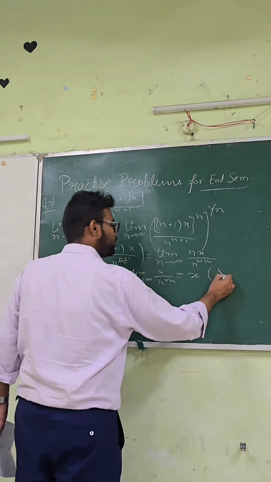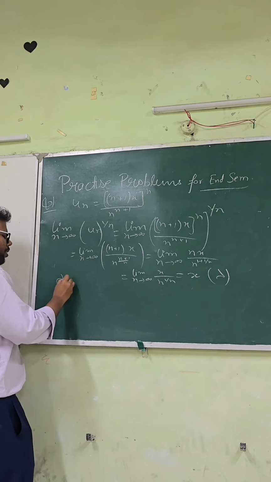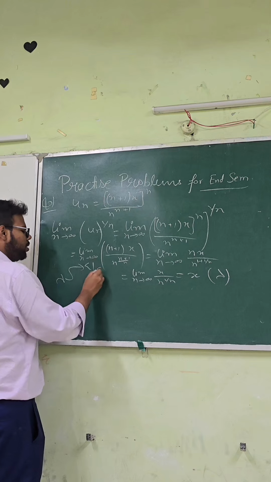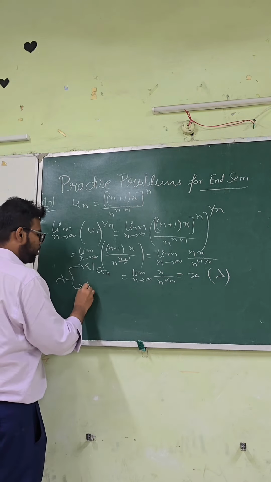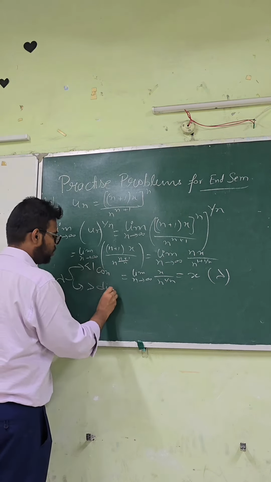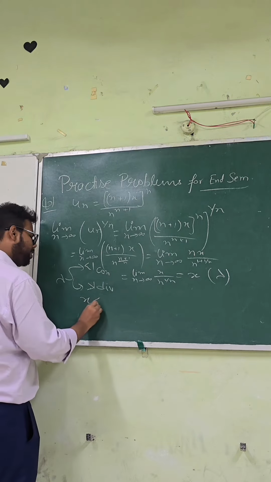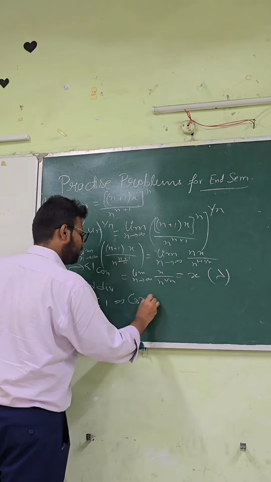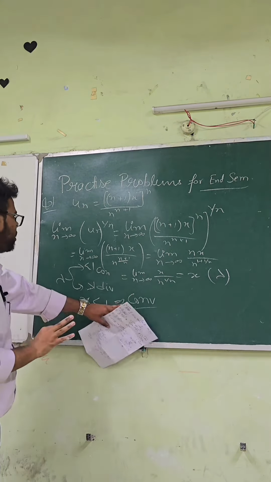Now this was your lambda. So for lambda less than 1 this converges, and for lambda greater than 1 this will diverge. So it means if x is less than 1 then this series converges, right? Okay, that's the thing.